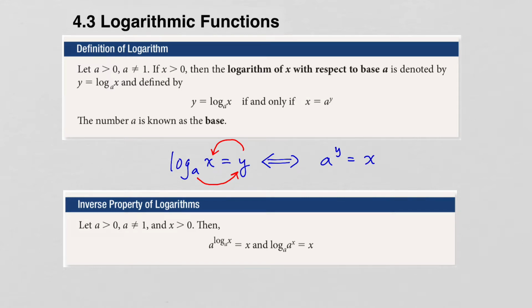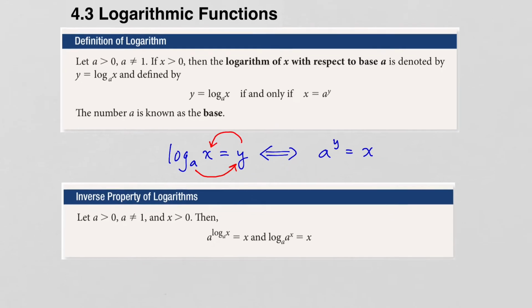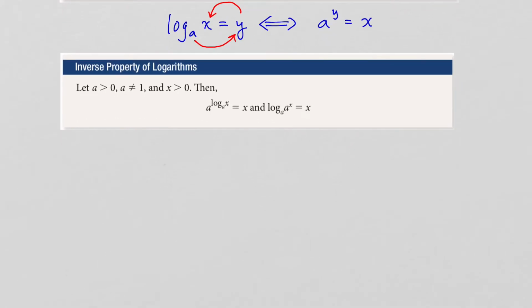Now, in addition to understanding the basic definition of a logarithm, we also have an inverse property of logarithms. It basically says the following. If you take the number a and you raise it to the power log base a of x, you just get x. So in a way, the a and the log base a cancel out. Likewise, if you take log base a of a to the power x, these also cancel out and you just get x. This is called the inverse property of logarithms. And we'll do some examples of this as well.